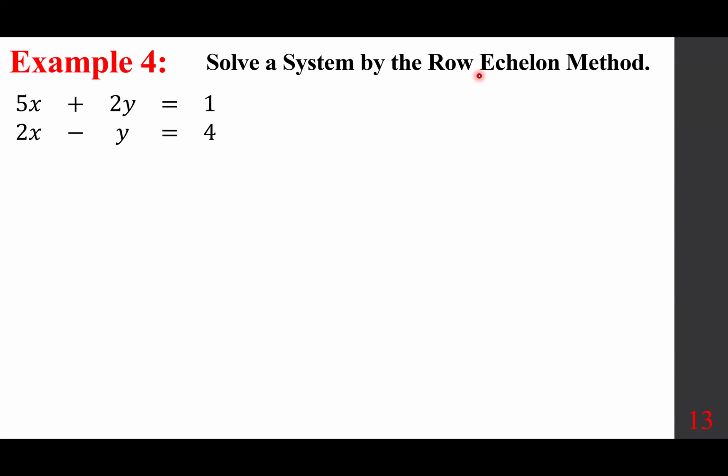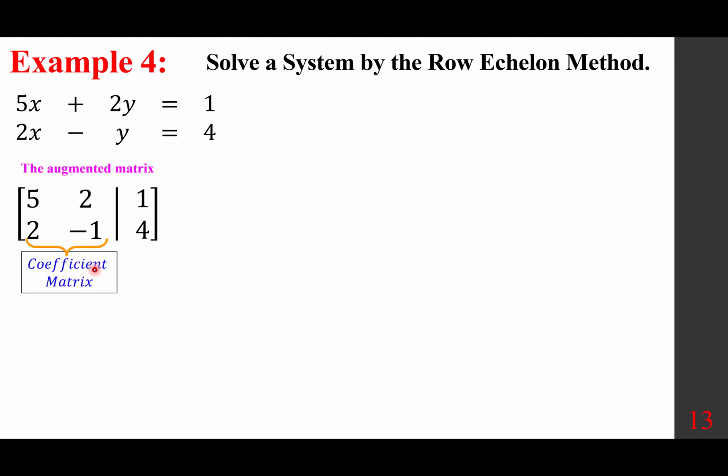First and foremost, we're going to write the augmented matrix: 5, 2, 2, negative 1, 1, 4. Coefficient matrix, constants. Remember, this line segment acts as an equality. So if you want to go with the row echelon form, the first entry must become 1. That's the purpose. So we want to make this one 1.